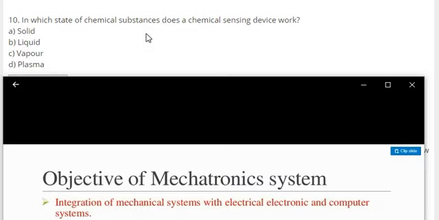In which state of the chemical substance does the mechanical sensing device work? Solid, liquid, vapors and plasma. The answer is C.